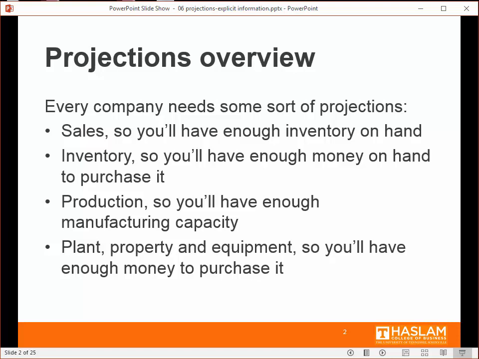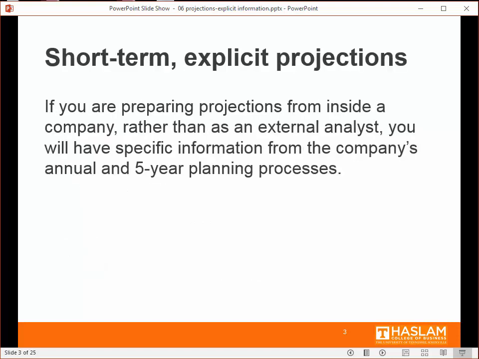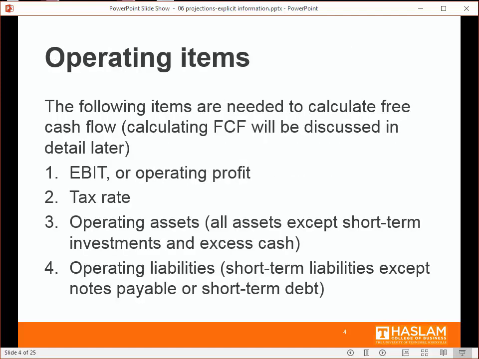So inside of a company, this type of information is really important. It's typically analyzed every year, and they do this extensively for 5-year plans as well. So if you're preparing projections from inside of a company rather than as an external analyst, then presumably you're going to have some specific information regarding all of this from their annual and 5-year planning process.